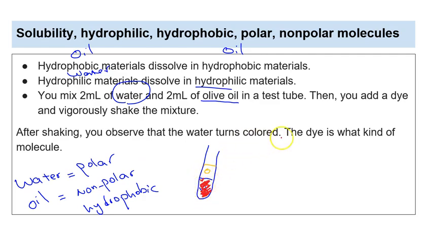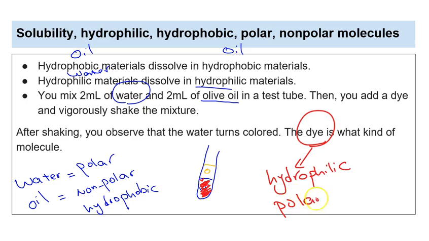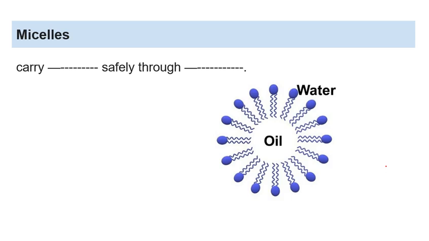What does it mean? It means the dye should be loving water. It means hydrophilic, or the dye would be a polar molecule. So one more time, any molecule that can be dissolved in water is considered hydrophilic or polar molecule. And any molecule that cannot be dissolved in water is called hydrophobic, which is a non-polar molecule.